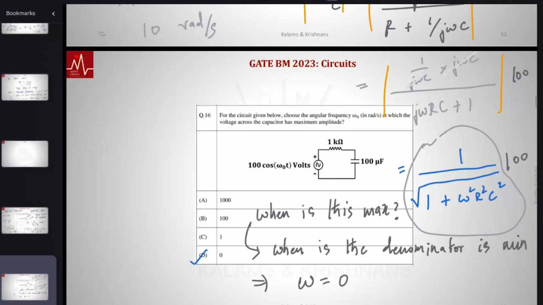If there are 10 people, of course, you are going to get 1/10 of a cake. If there are only 2 people, you are going to get half the cake. If there is only you, you are going to get the whole cake. So the smaller the thing that you are dividing with, the bigger the resulting thing. So this ratio is maximum when the denominator is minimum.